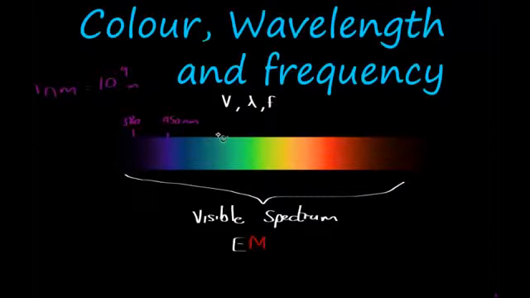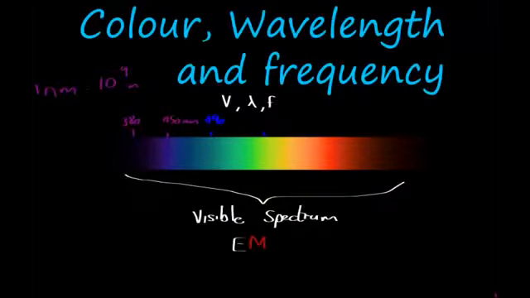Okay, so from here to about there we have blue, and blue is from about 450 to about 490. Okay, 450, let's put it there. 450 to about 490, that is blue. Then after blue we get green. Okay, and green goes up to about here.